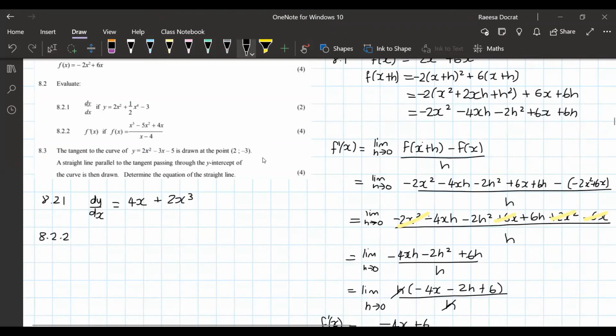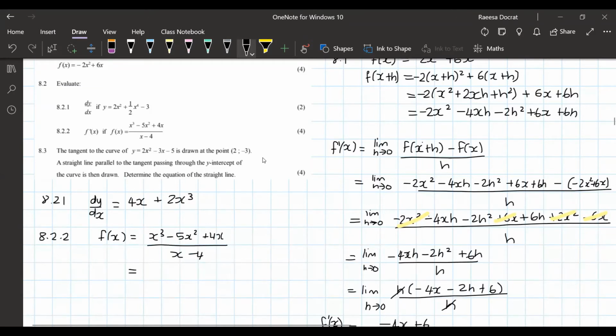Now this one here is not as straightforward as the one below, the one that we've just done, because we have no derivative rule for a quotient. So we will first have to simplify it. So we have x cubed minus 5x squared plus 4x, all over x minus 4.